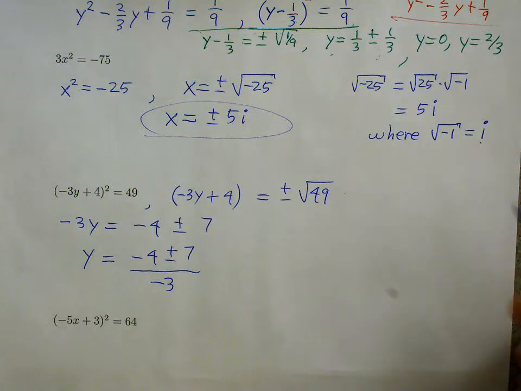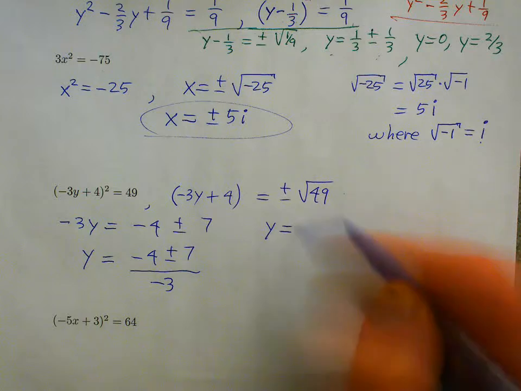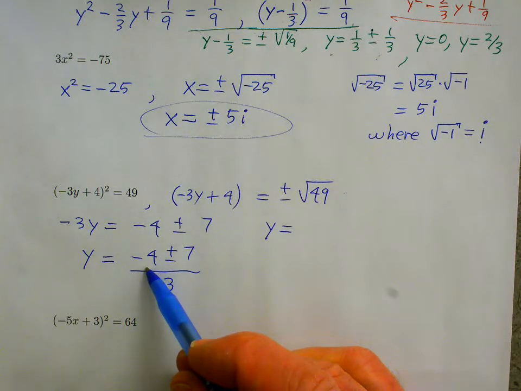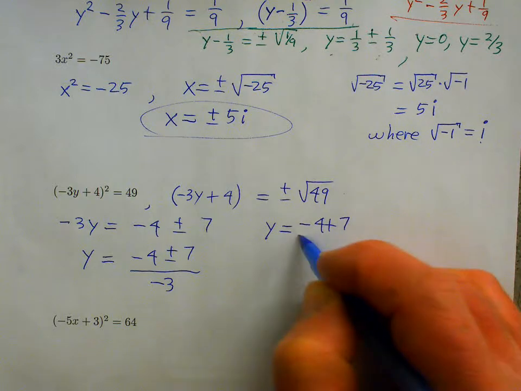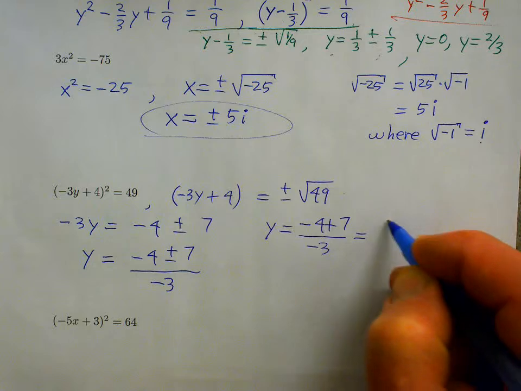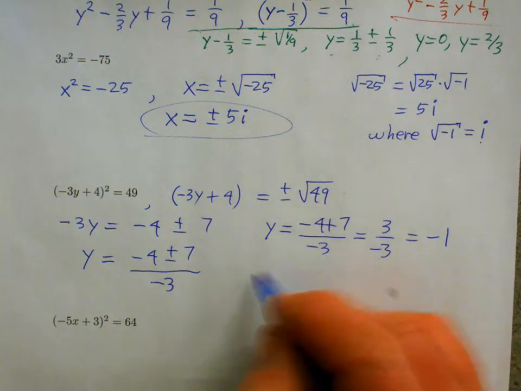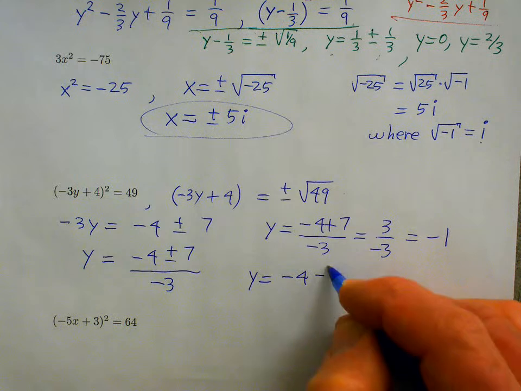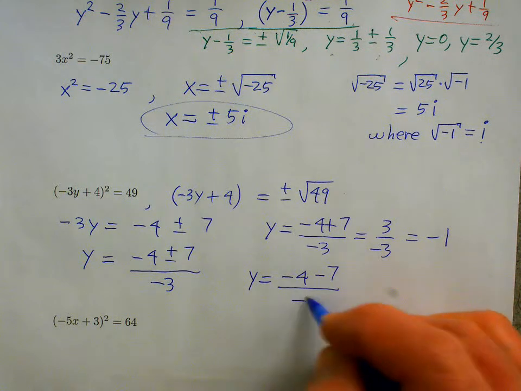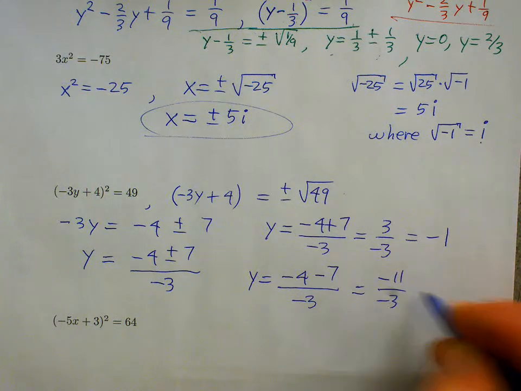Here we can simplify further. So one of the solutions is -4 plus 7 over -3, or 3 divided by -3, or -1. The other solution is -4 minus 7, all divided by -3, or -11 divided by -3, which is positive 11/3.